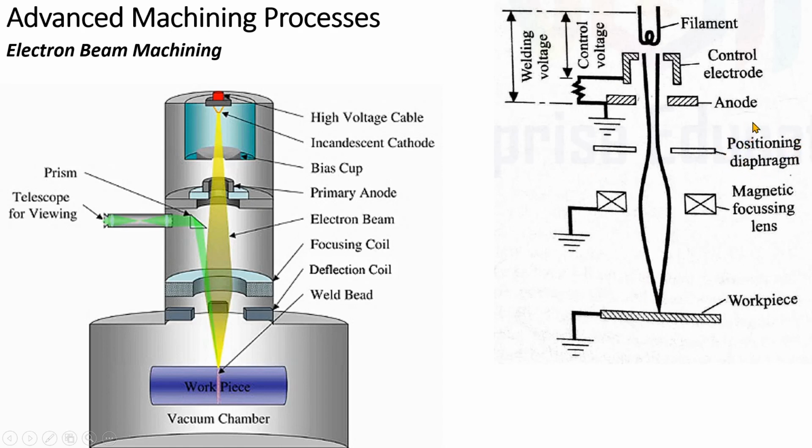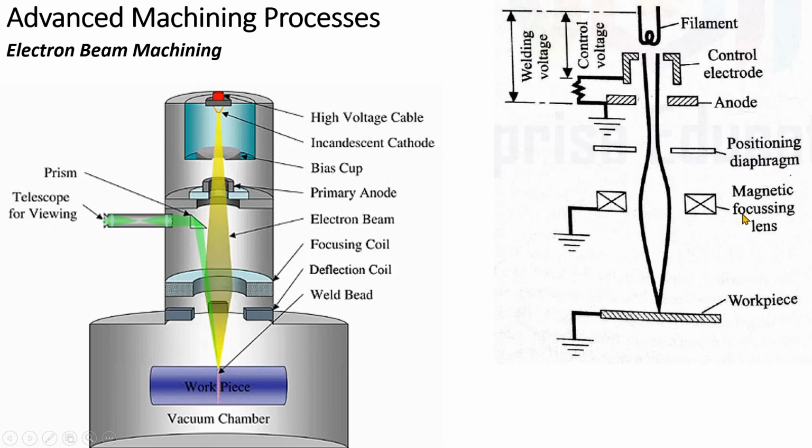Here we use a positioning diaphragm to alter the diameter of this beam. An electron beam is nothing but a collection of electrons. A large number of electrons will be present in the electron beam. We can alter the diameter of this electron beam by using a positioning diaphragm. This diaphragm consists of a hole, and we can replace or change the diaphragm with ones of different sizes, by which the electron beam size, that is the diameter, can be changed.